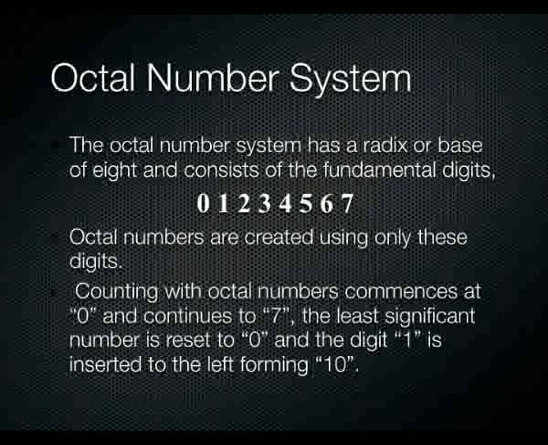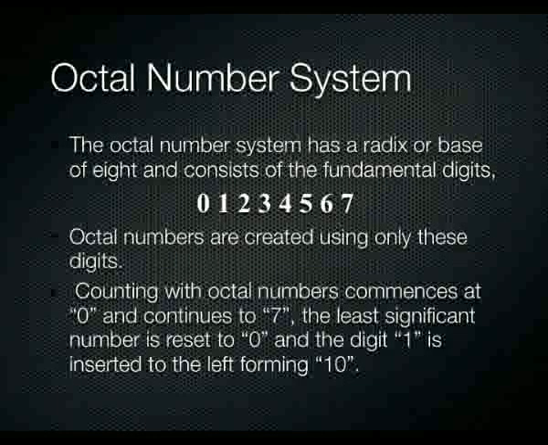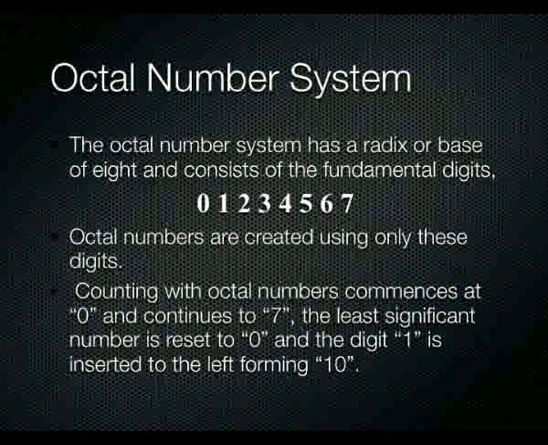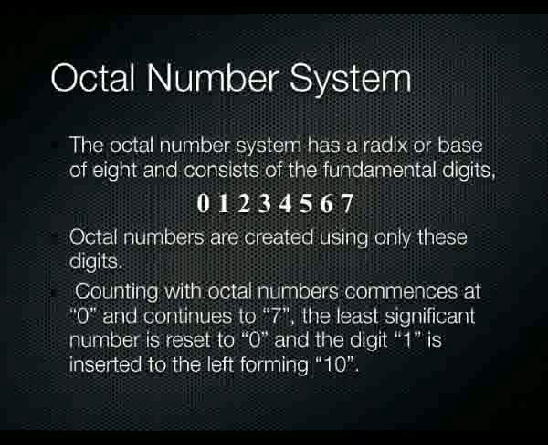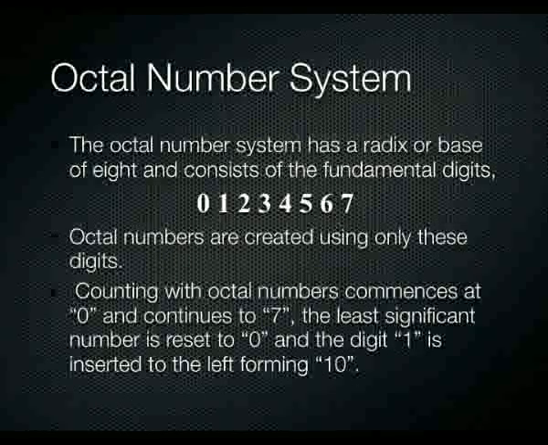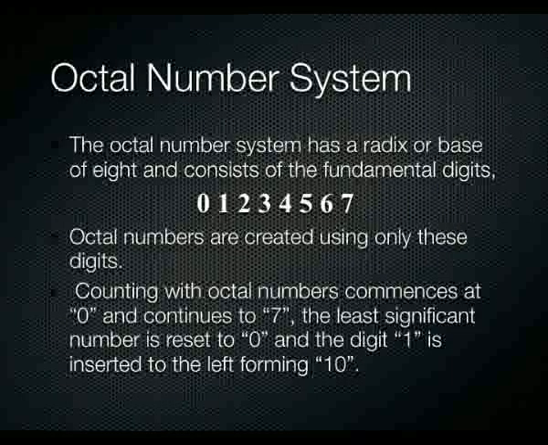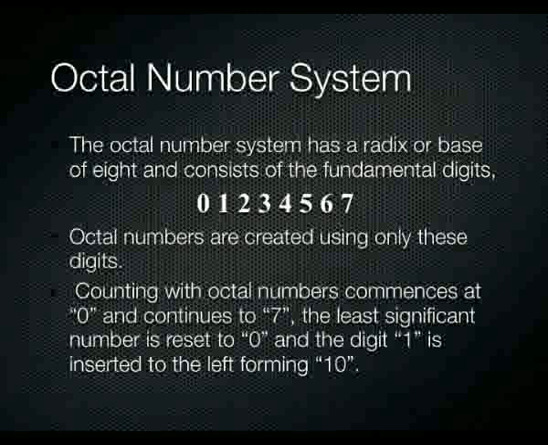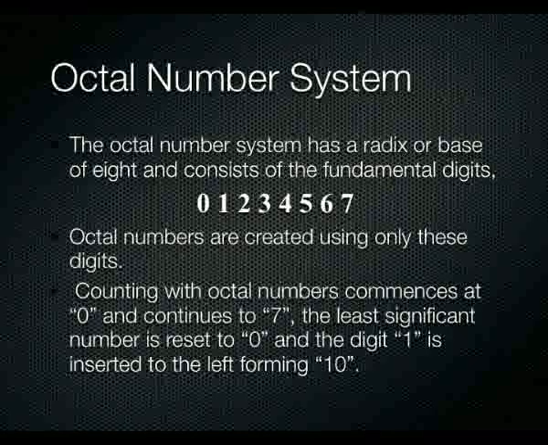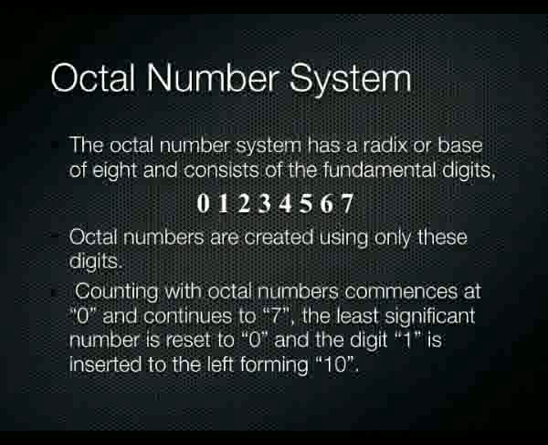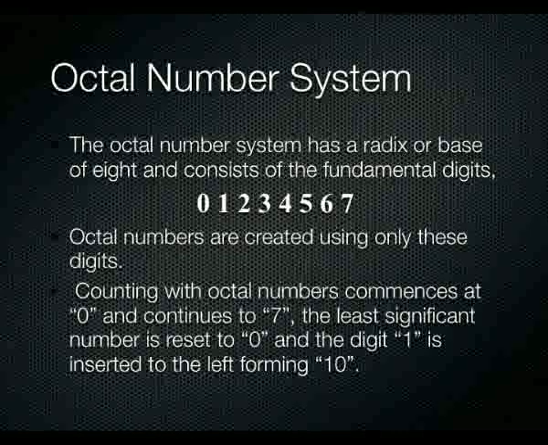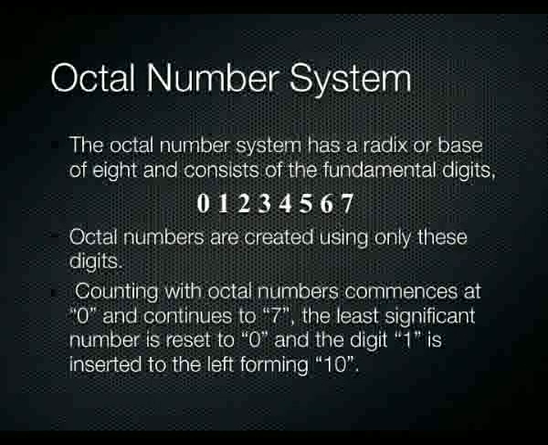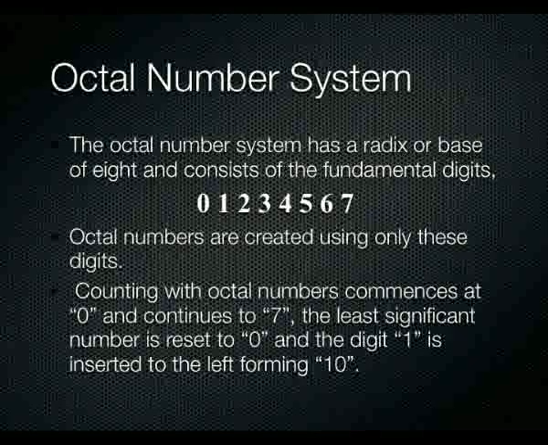Okay, so when we count with an octal number, we start at 0, like we do in any numbering system, and we simply increment. So we go 0, 1, 2, 3, 4, 5, 6, 7. And of course, the second rule of counting defined that when we exceed the number of fundamental digits, we reset that digit back to 0, and we increment the digit to the left, which means that the decimal number of 8 is in fact represented in octal as 10. So it looks like the number 10, but because it's octal, it's actually the number 8.